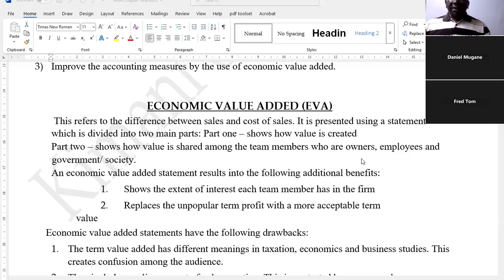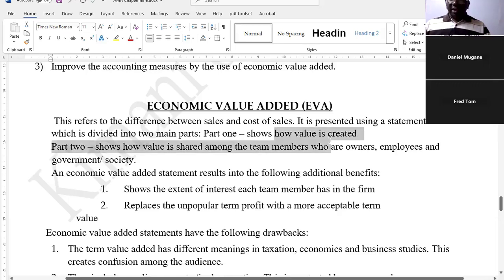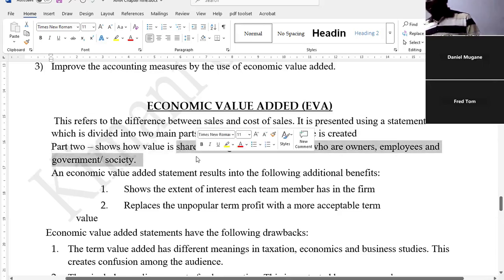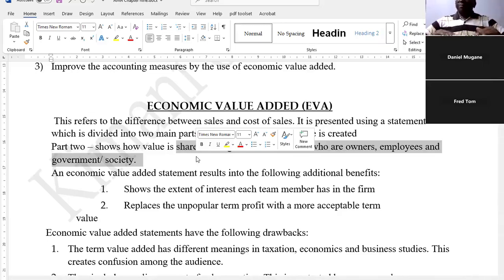So we have 2 parts. There is one part that shows how value is created, and then there is another part that shows how value is shared. It's just like the income statement, where we have the revenue and the cost of sales. Then we have the gross profit.